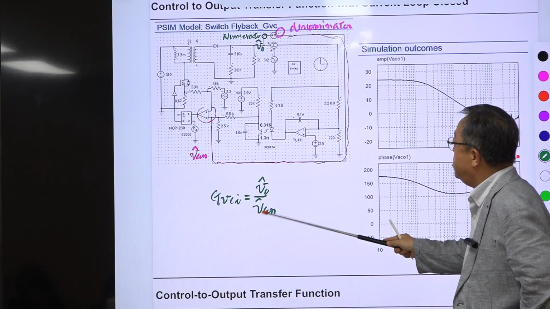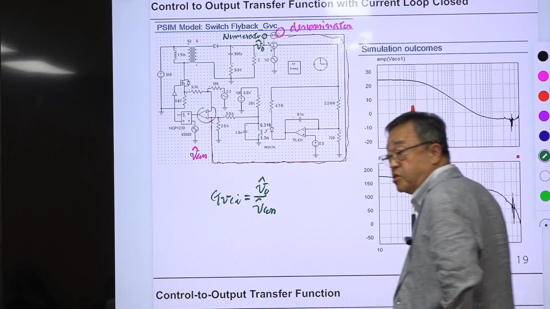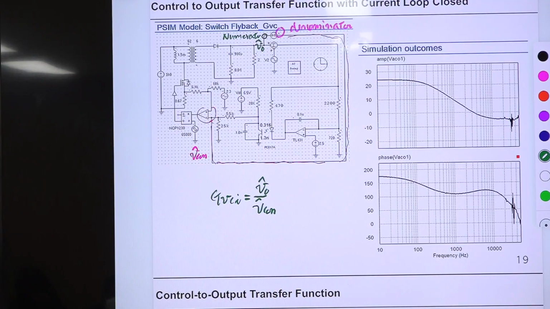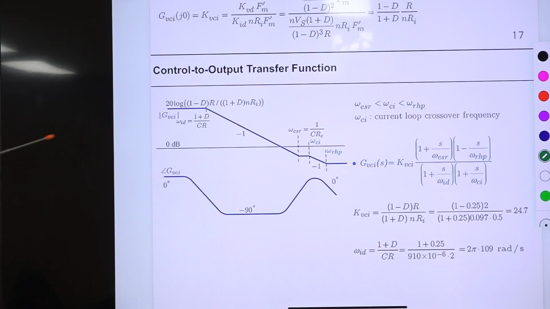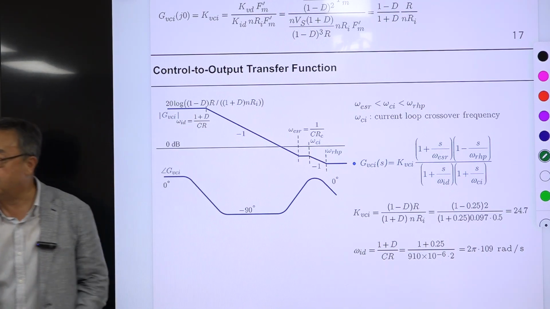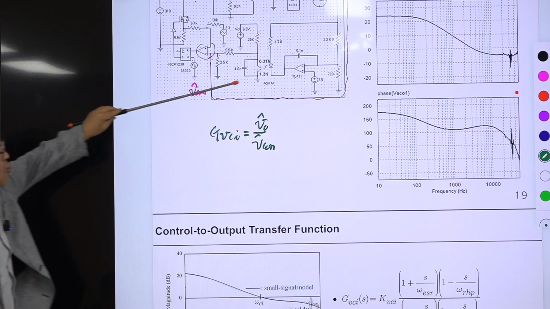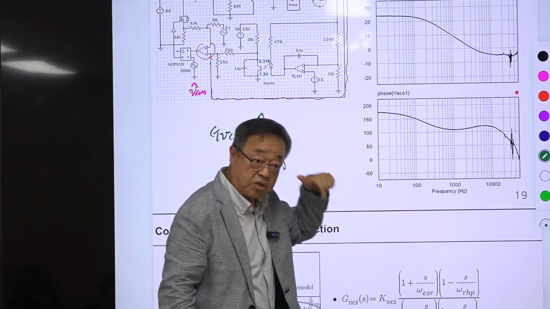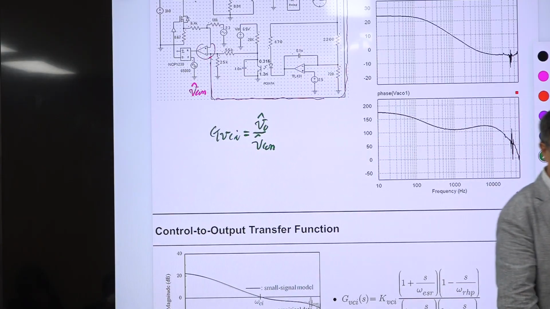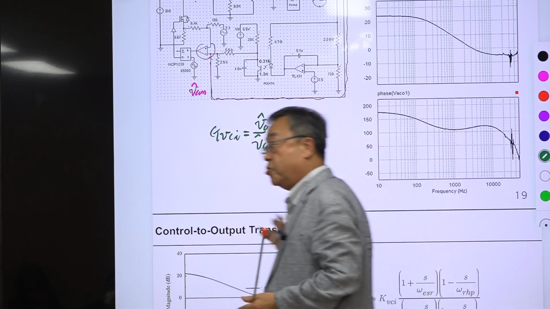So this is the control to output transfer function, which is this. This is very similar to the structure of the two-pole one. No, not this one, this structure, right? So this flat gain and slope, and the phase is something like this. So we confirm this is correct. The magnitude asymptote is correct, and the phase at high frequency goes down because of the RHP 0. There is something more, the sampling effect of this current mode control.